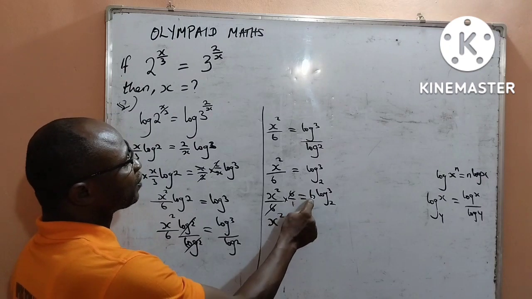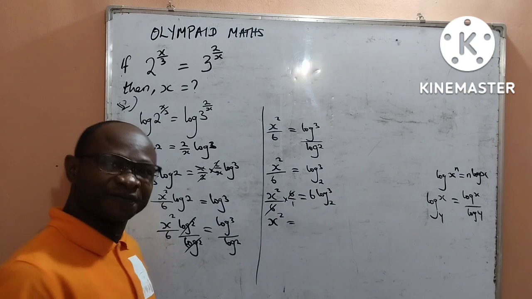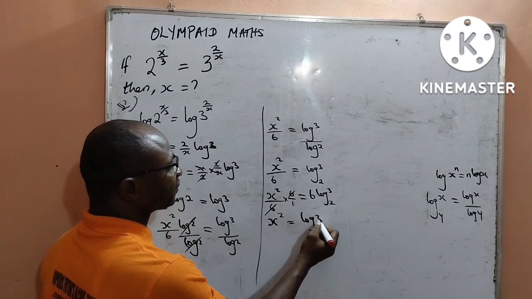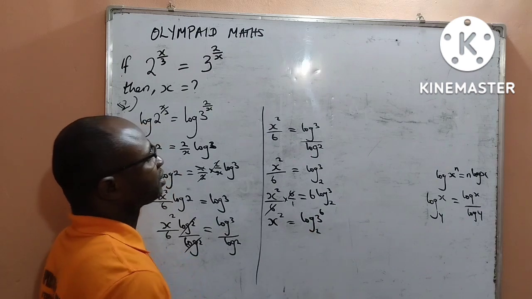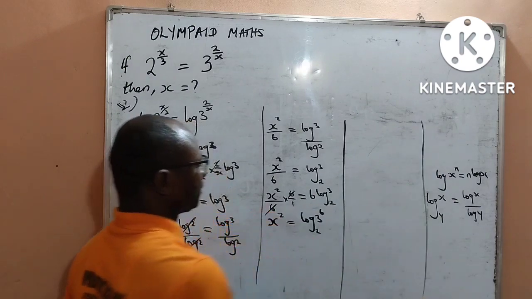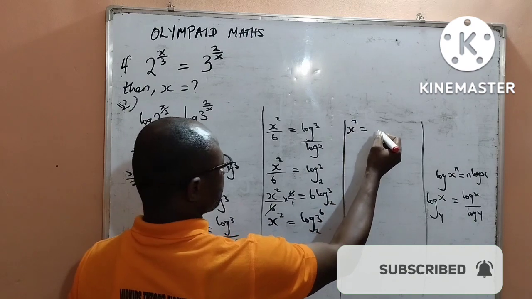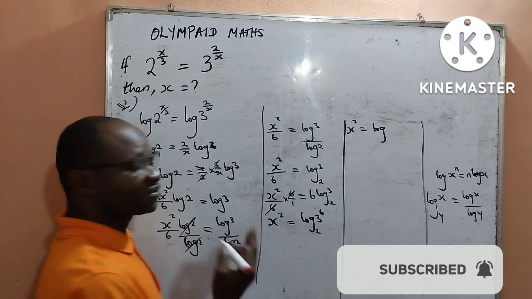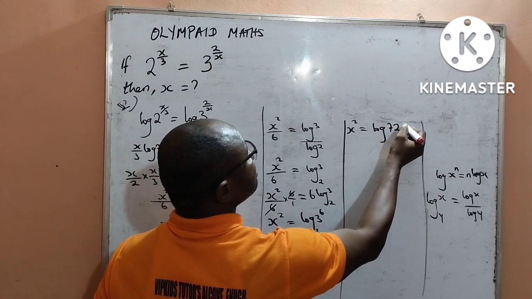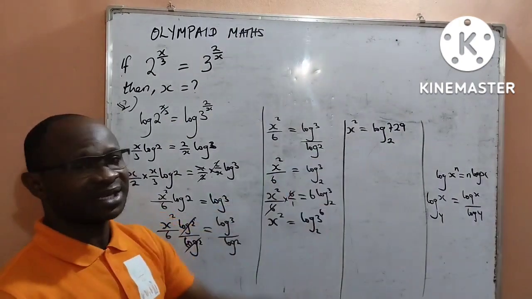Therefore, I can quickly move this 6 at the front to become the power of 3. And what I will now have on the right hand side is the log of 3 raised to the power 6 to base 2. This math is going well. Now you can see that I will have x raised to the power 2 equal to the log of 3 raised to the power 6, which is going to give us 729 to base 2. Finally, our x is out.